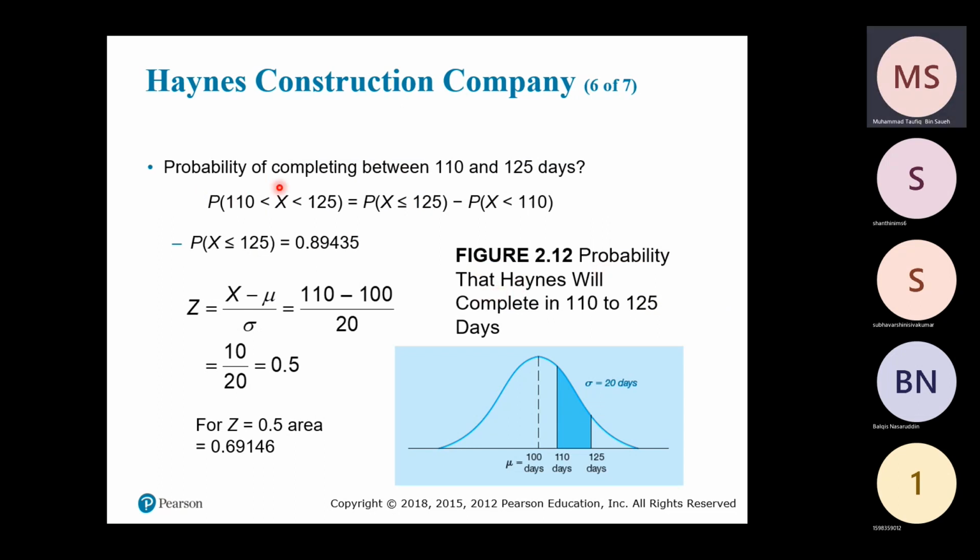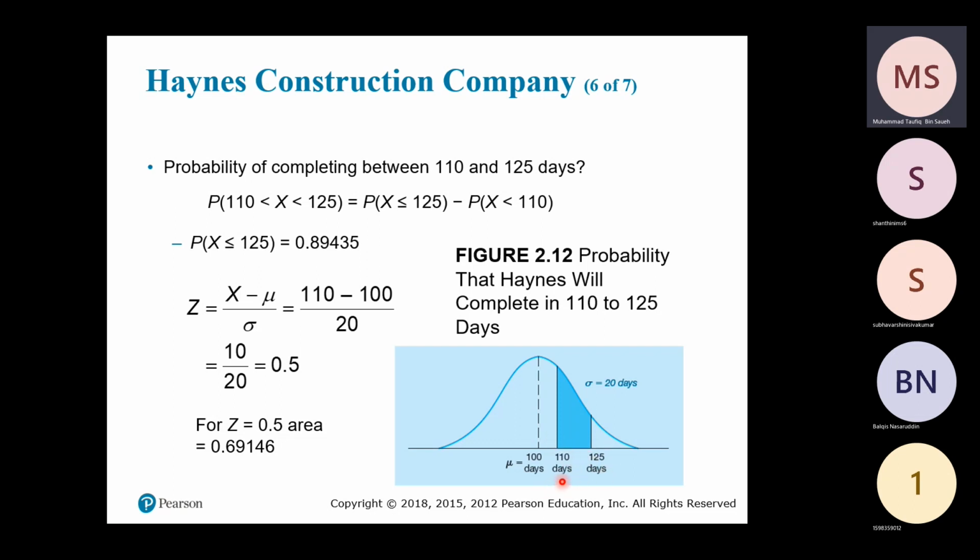What is the probability of completing between 110 and 125 days? So you want to know the potential that you can complete the job between 110 days and 125 days. So you have to calculate the probability between 110 and 125 days. We already have 125 days. Now you have to calculate for 110.